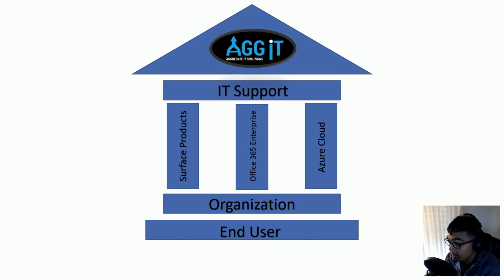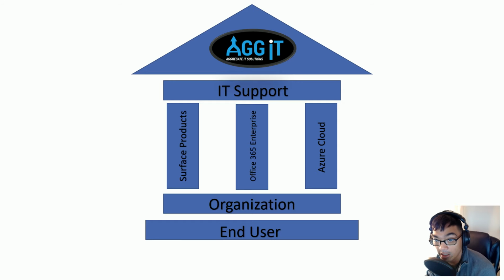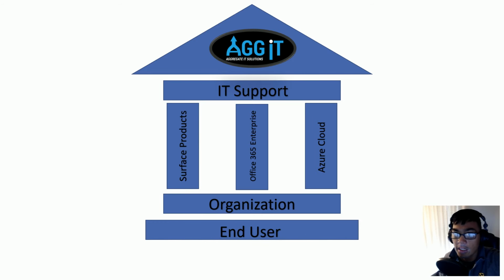The three pillars that you see here are the Surface Pro product, Office 365 Enterprise, and also the Azure Cloud. These are the three pillars that you guys are going to be working on. You have to understand all three and how they intertwine, so that you're able to sell these products, know how to manage them, and leverage them to the potential customer as you go out.